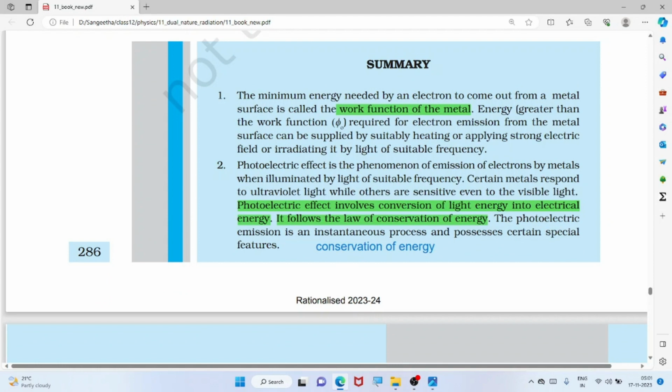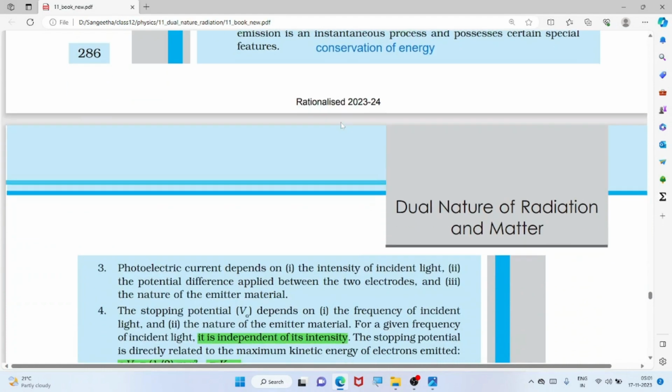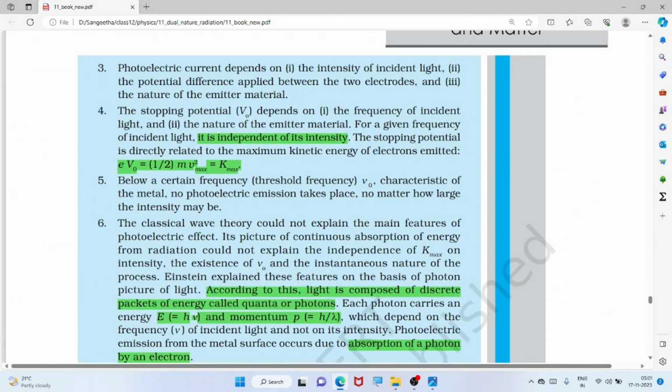So here also again the work function. This is conservation of energy: light energy is converted into the kinetic energy of the electrons. Okay, the photoelectric effect. For a given frequency of the incident light, the stopping potential is independent of the intensity.